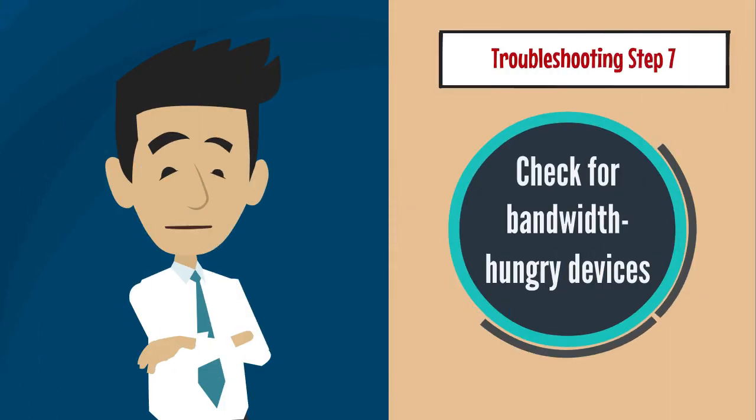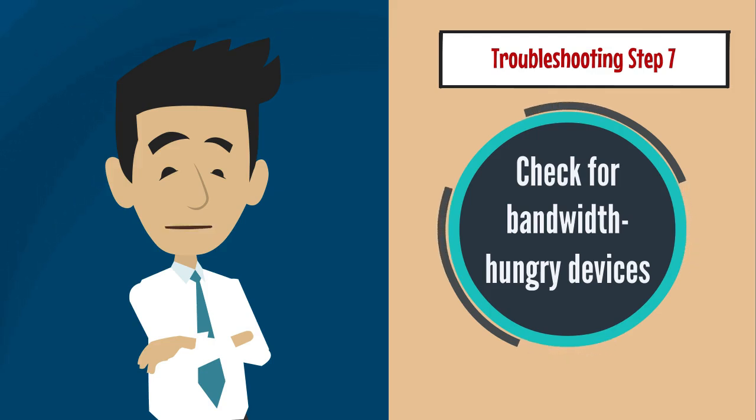Troubleshooting Step 7. Check for bandwidth-hungry devices. Identify devices consuming significant bandwidth. Streaming, downloads, and data-intensive activities across multiple devices can slow your network. Disconnect devices engaged in these activities.